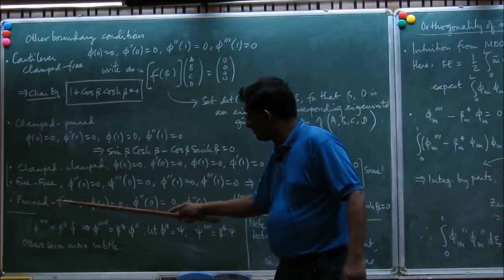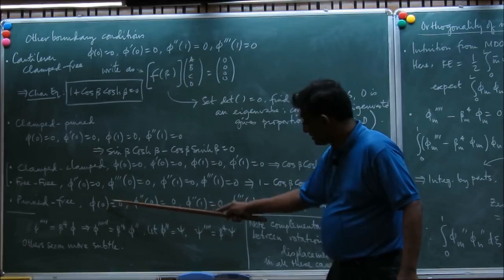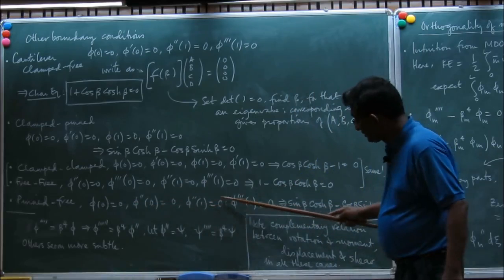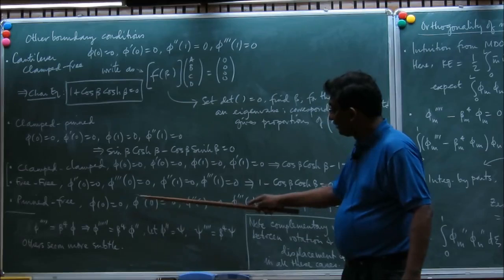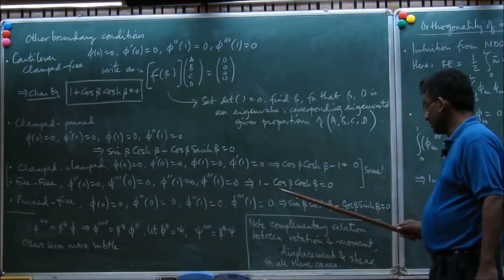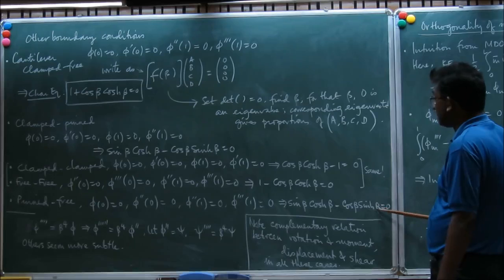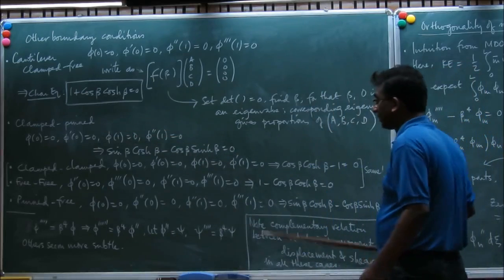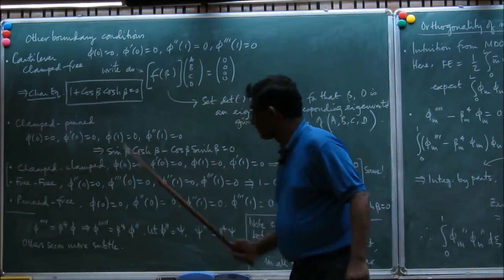Here is a pinned free. Pinned means displacement is 0 and moment is 0 at the pinned end, and moment and shear force are 0 at the free end. This leads to sin beta cos beta minus cos beta sinh beta is equal to 0, which is the same as this one, the clamped pinned case. But let us look at this one, it is easy.